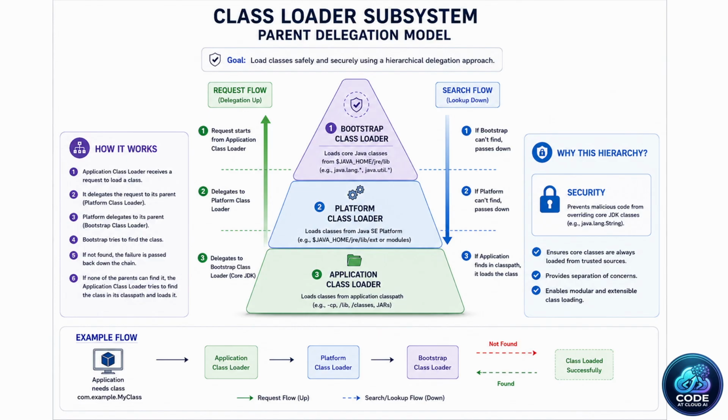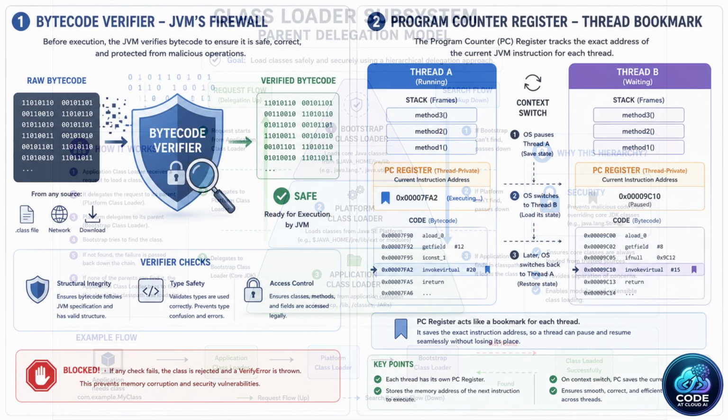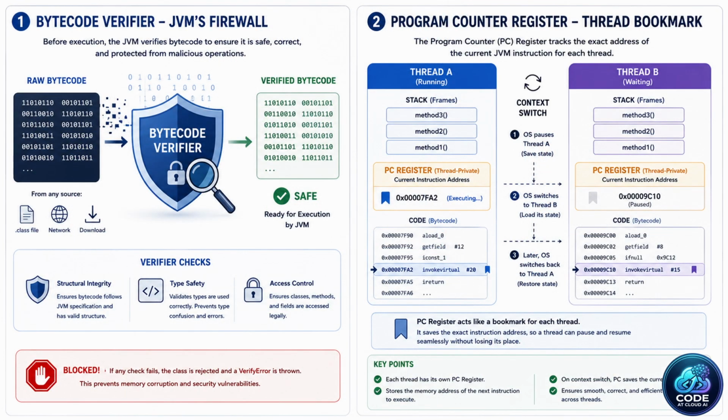Why this complex hierarchy? Security. It prevents malicious code from injecting a fake version of core classes like java.lang.String. Before a single line of machine code executes, the bytecode verifier acts as the JVM's firewall. Because bytecode can be compiled anywhere or downloaded over a network, the verifier ensures structural integrity, type safety, and strict access control, blocking memory corruption bugs before they can happen.